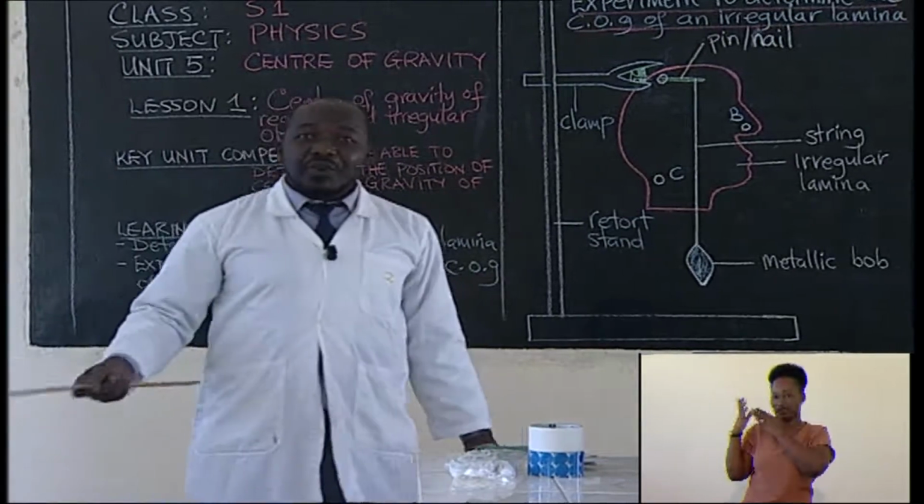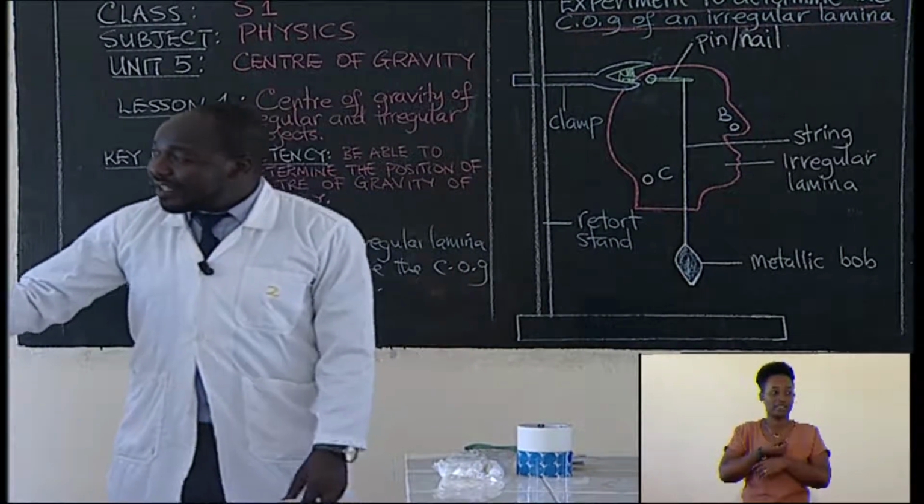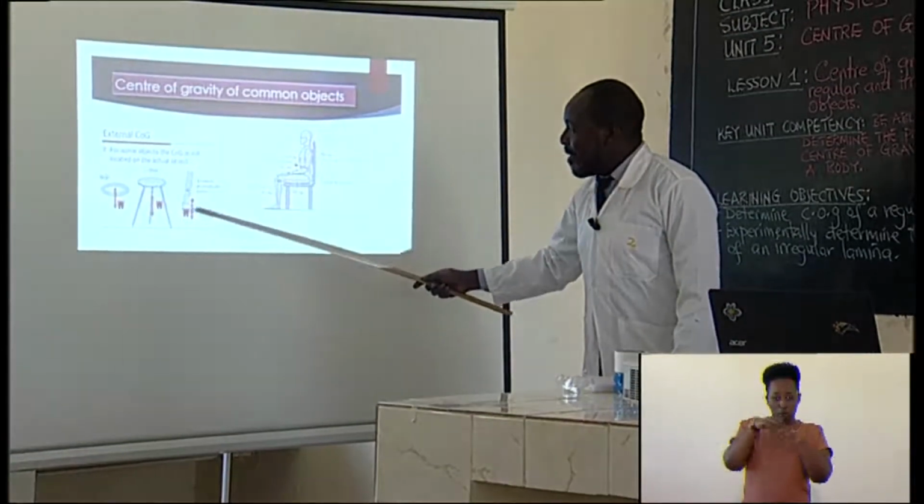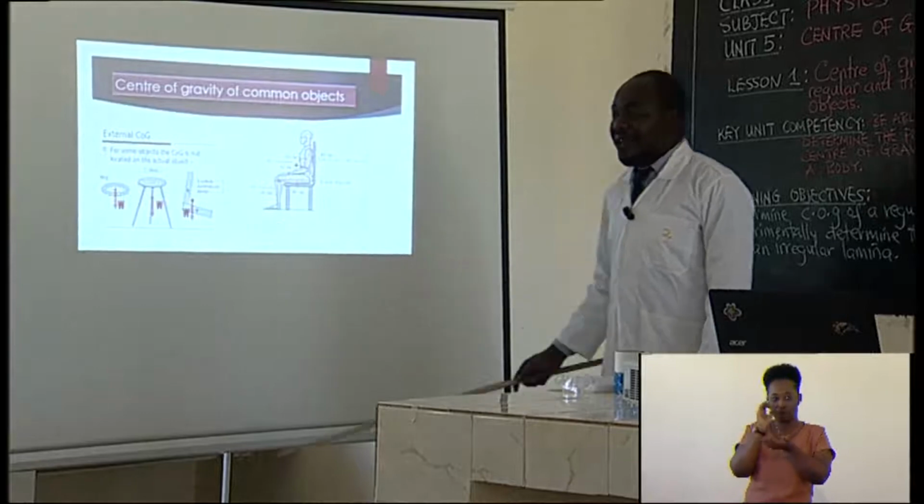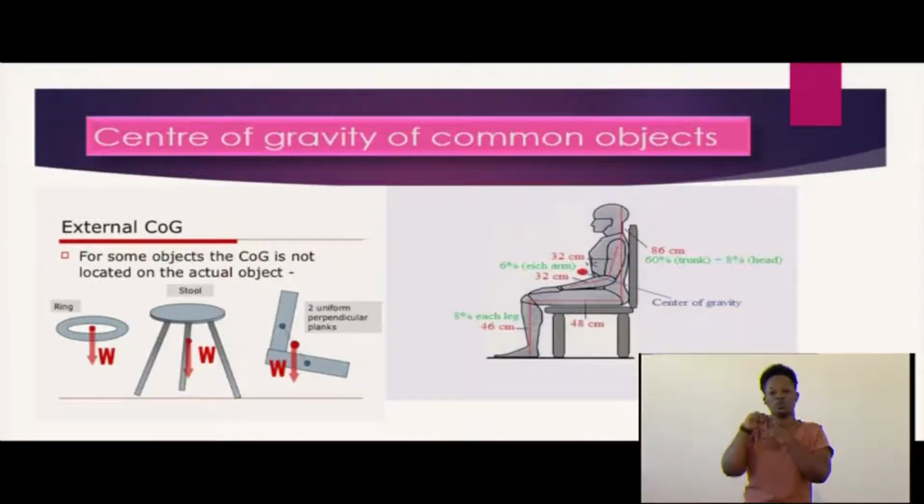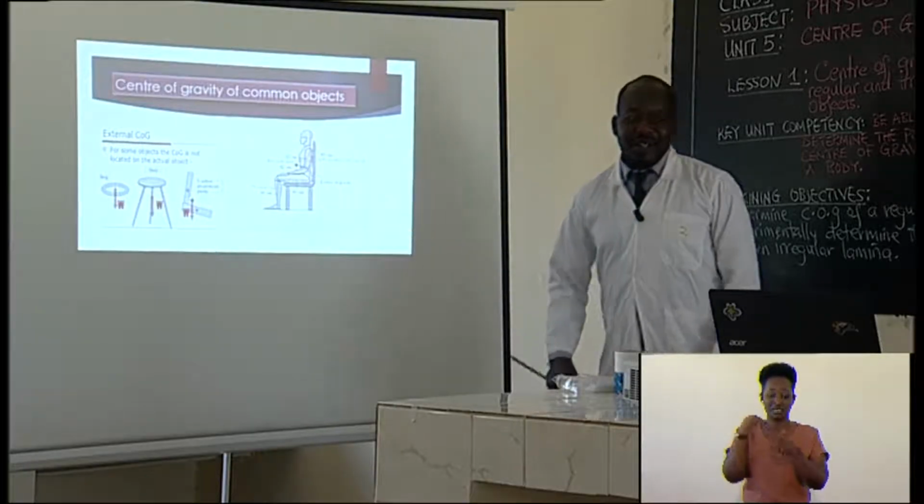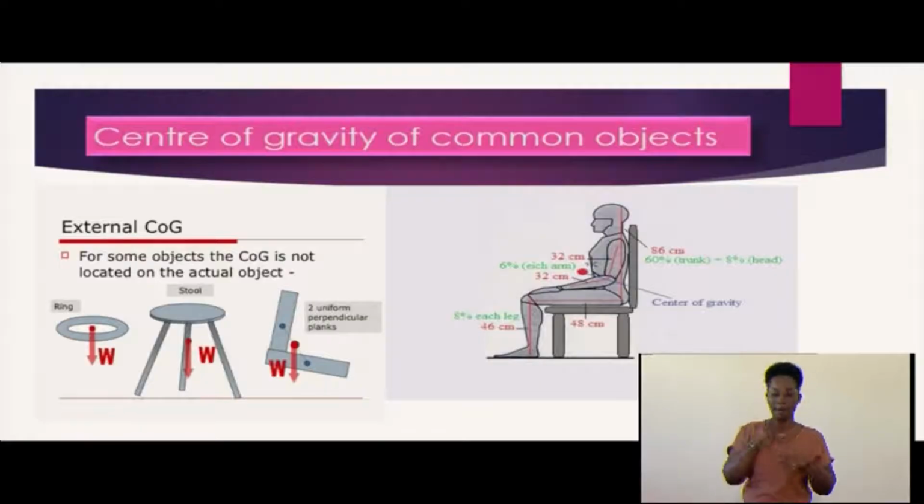If you have a stool, okay, a stool, the center of gravity is going to be somewhere under. You have got this lamina. The center of gravity is outside. You have got someone seated on a chair. The center of gravity may not be on his body. Here, the center of gravity is outside. So that is basically how we can determine center of gravity of regular lamina.